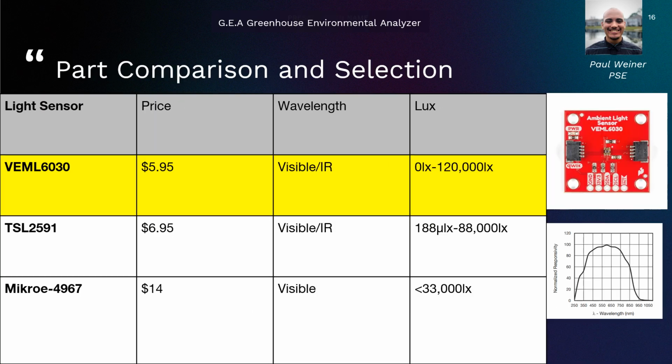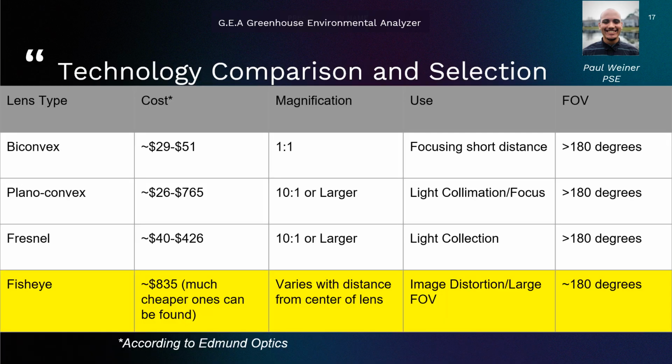We had three different light sensor options, but we chose the VEML6030 because of the price range, the fact that it can measure up to 120,000 lux, which is above the 100,000 that we need, and its responsivity curve is pretty uniform. There are four different types of lenses that we can go with. For this design, we went with the fisheye lens. Our previous design went with the plano-convex lens, but because we need a 180-degree field of view, we went with the fisheye.